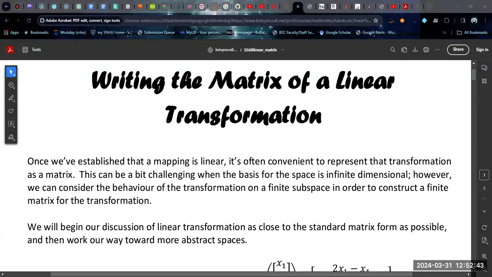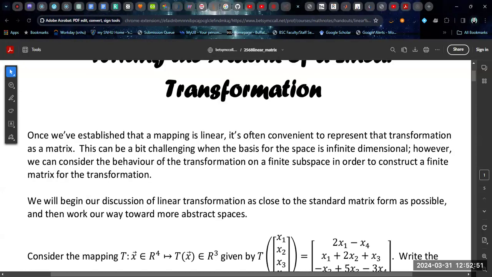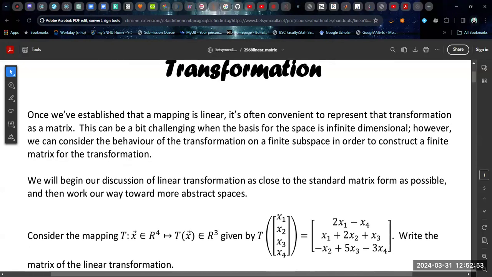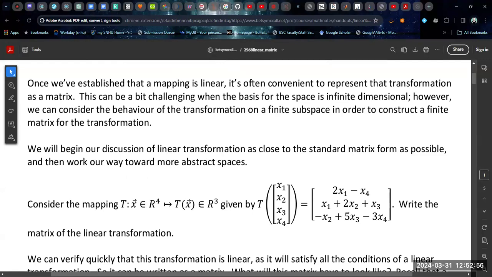Now, in this video, we're going to be looking at how to write the matrix of a linear transformation. We've talked in a previous video about how to prove that a transformation is linear, but once we have the transformation, then we want to be able to represent it in matrix form if it is indeed linear.